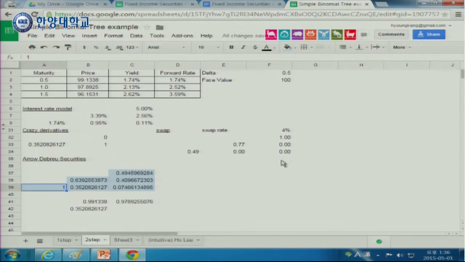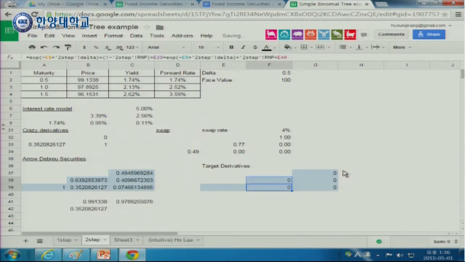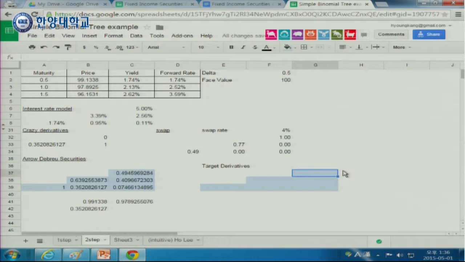But now there are possibly some very weird derivatives. Let me think of a weird derivative. We can imagine some very weird derivative that pays $10 over here, $5 here, minus $8 over here. And if we reach this one, $6 and then minus $5. And maybe we are interested in the derivative that pays this one.